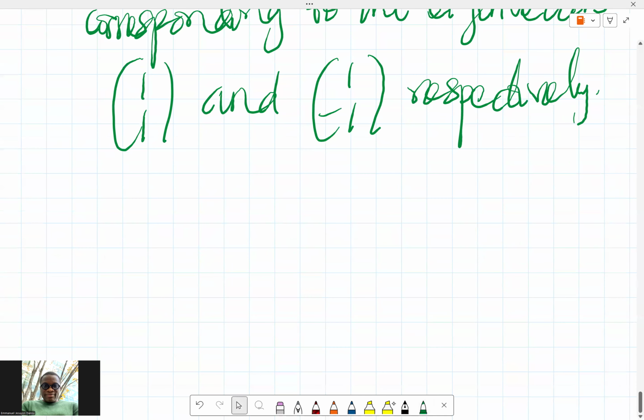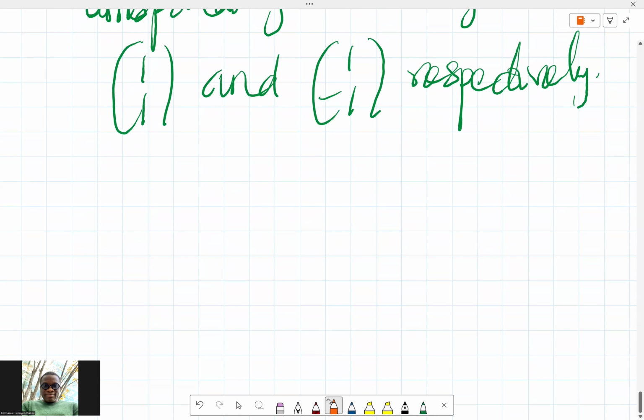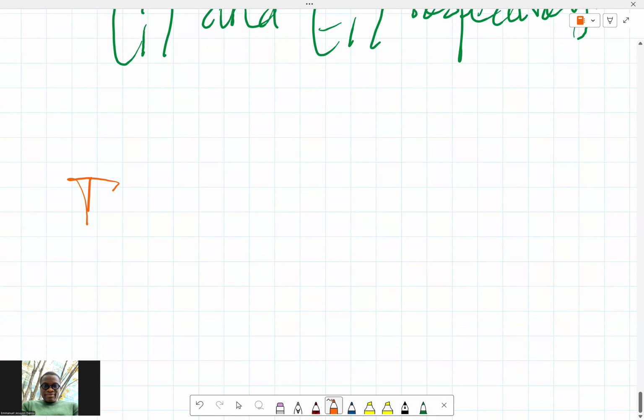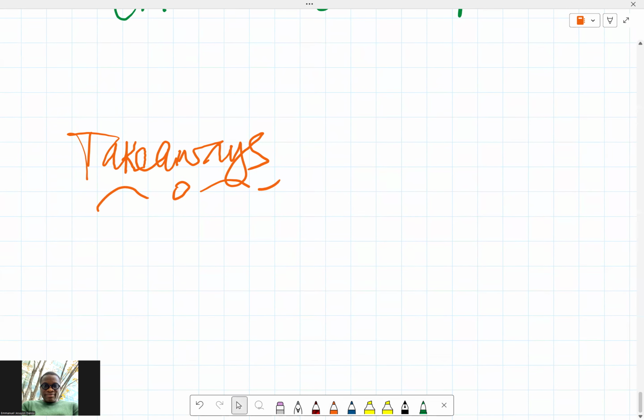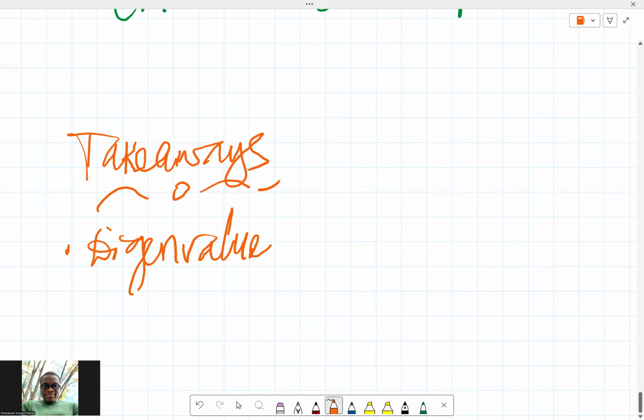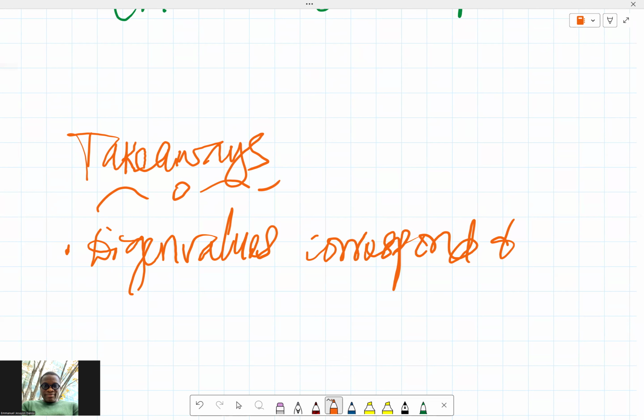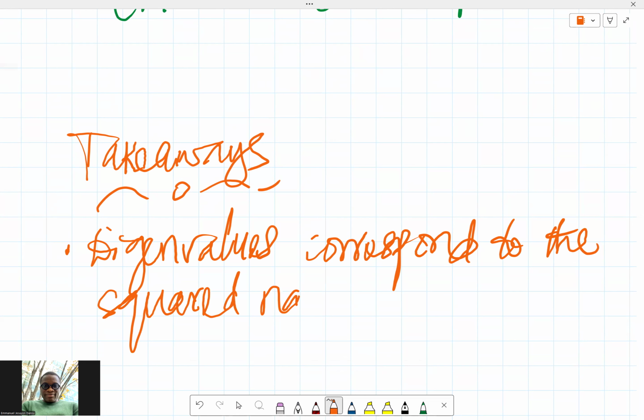Okay, so we can then talk about the takeaways in this situation. Let's talk about the takeaways before we talk about the Python code and then round off. So first of all, eigenvalues correspond to the squared natural frequencies. So from the eigenvalues, we can get the natural frequencies. Basically, that's all that is talking about.